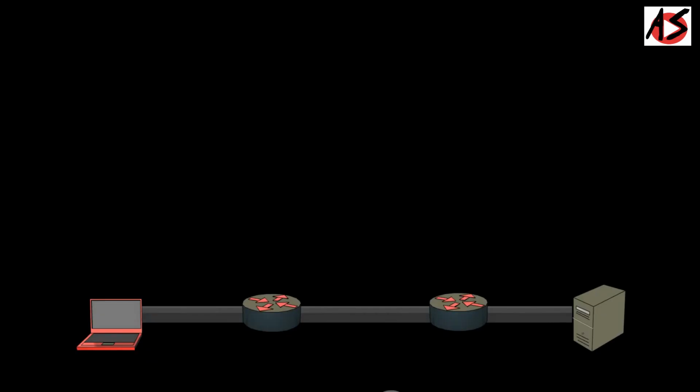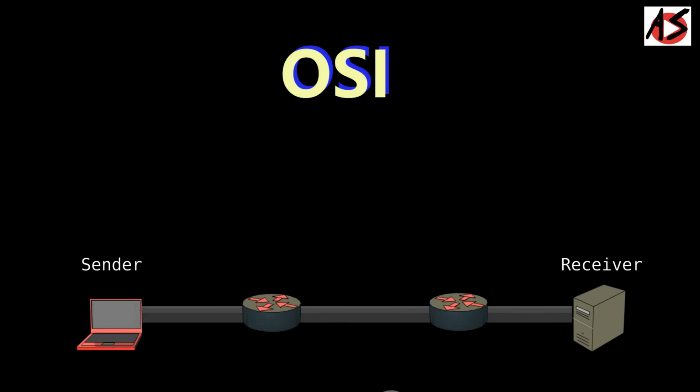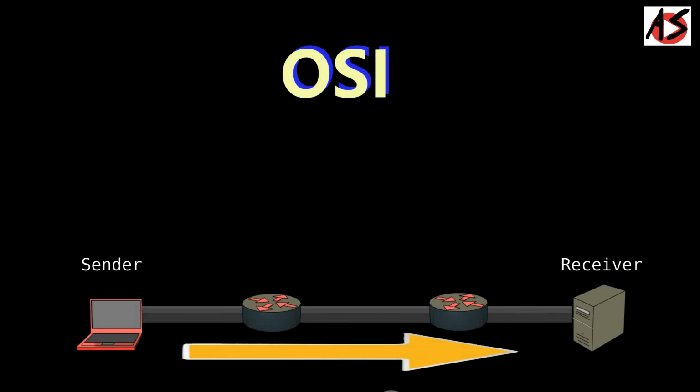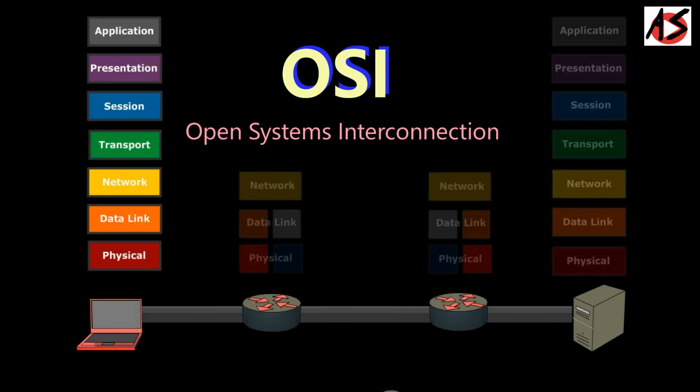Here we understand how the sender sends the data to the receiver. OSI is a theoretical model and it is very important to understand in computer networks. OSI stands for Open System Interconnection. This model has 7 layers.